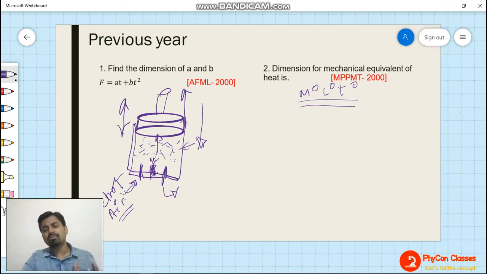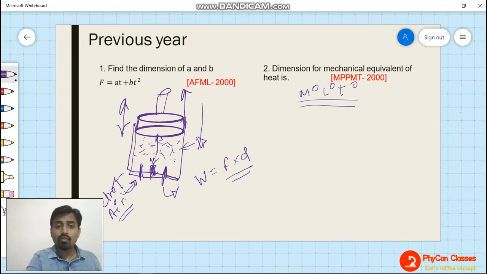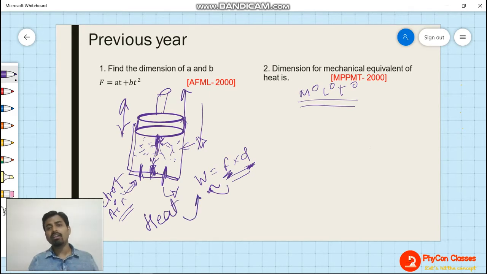Why am I saying work is being done? Because for work we know the formula is force multiplied by distance. When this gas is burned, high energy is produced, and that energy applies some kind of force onto the piston. When force is applied onto the piston and the piston moves through a distance d, work is produced. It means heat energy is being converted into work. Clear? So heat can be converted into work. This thing you should know. Heat can be converted into work.